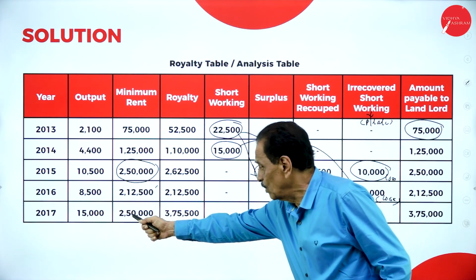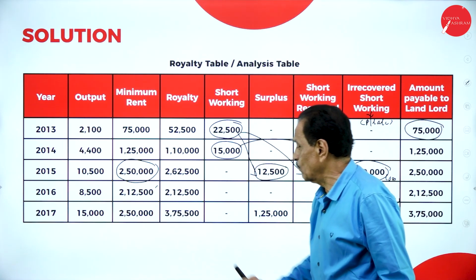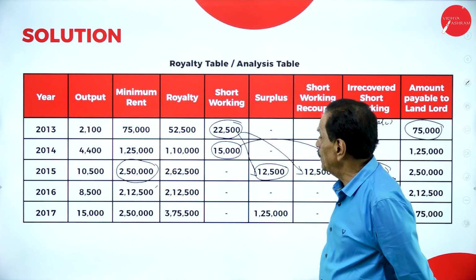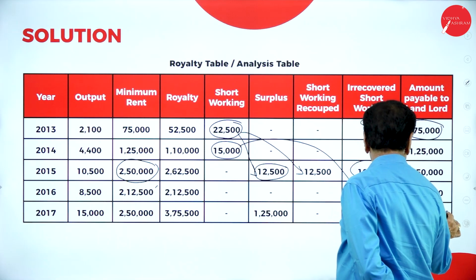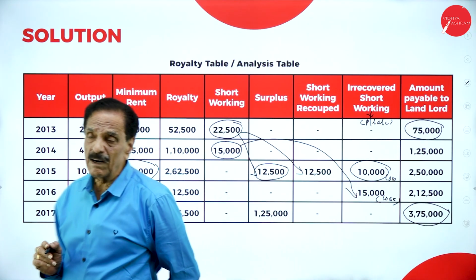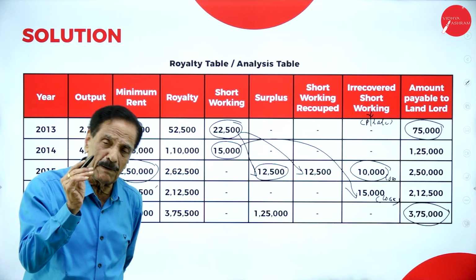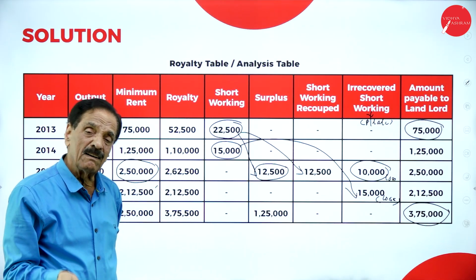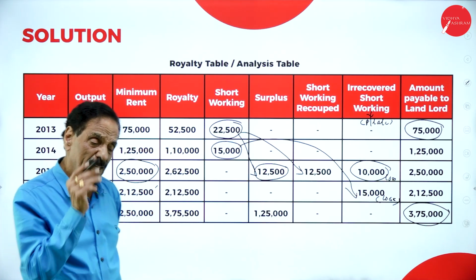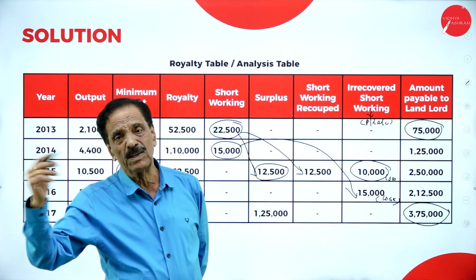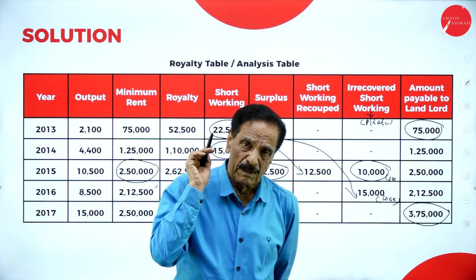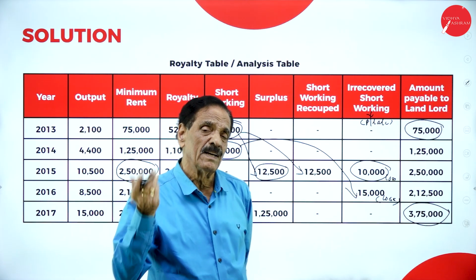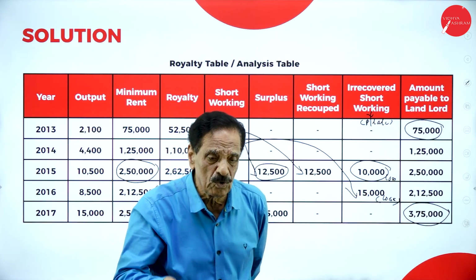In the last year, minimum rent is 2,50,000, your royalty is 3,75,000, whichever is more is payable. What the law says to the landlord: either the royalty or the minimum rent, whichever is more. Which is more here? Royalty, pay the royalty. If the minimum rent is more, pay the minimum rent. Either the minimum rent or the royalty, whichever is more. So if the minimum rent is more and the royalty is less, the difference is called short working. Every short working should be recovered in the next 2 years.